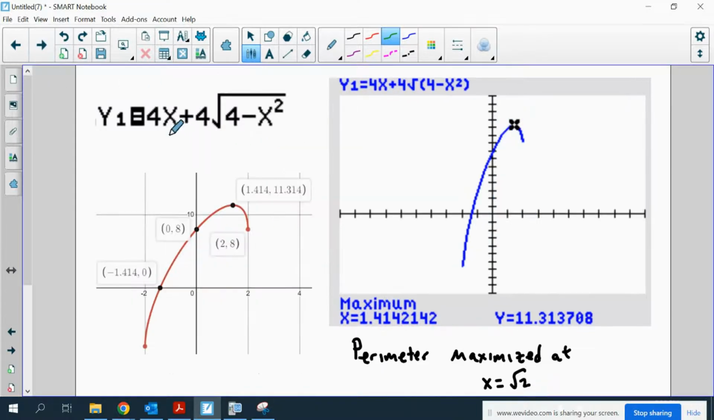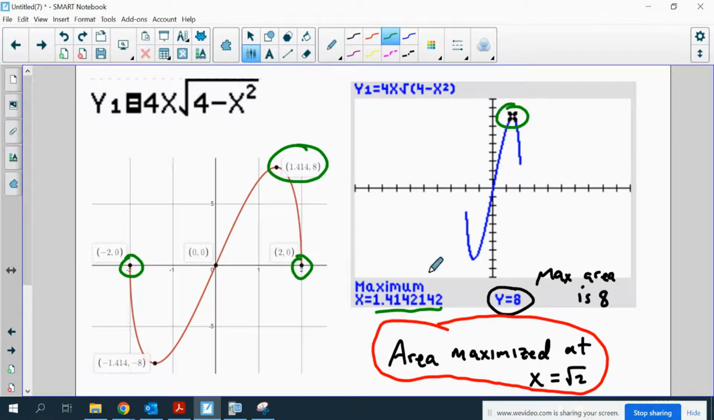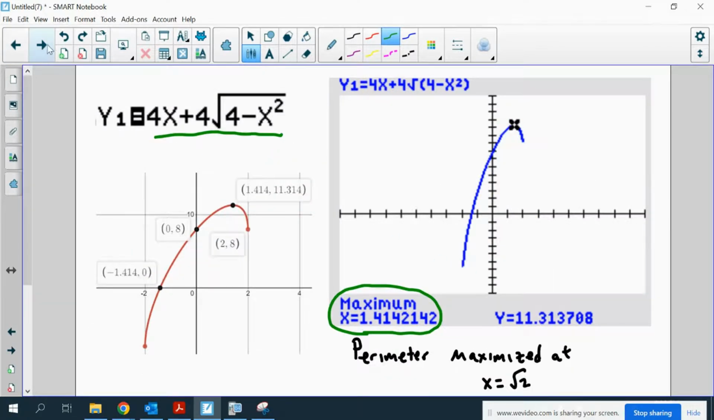I do the same thing for the perimeter. So I write this perimeter equation. Then I did a Desmos and a TI graph, and once again I found out that the maximum is at the square root of 2. That's pretty interesting that the maximum perimeter and area are both at x equals square root of 2.